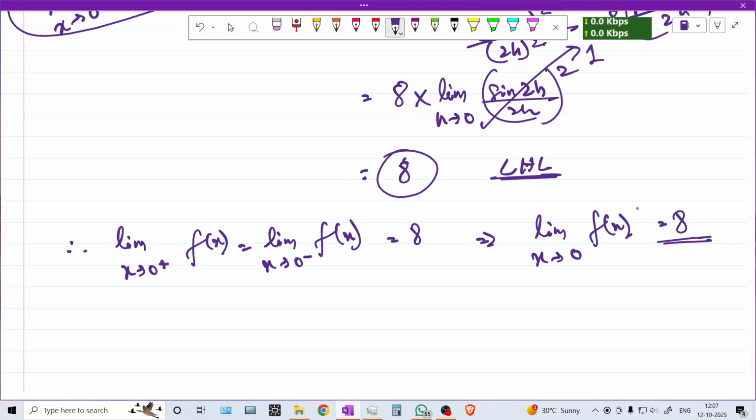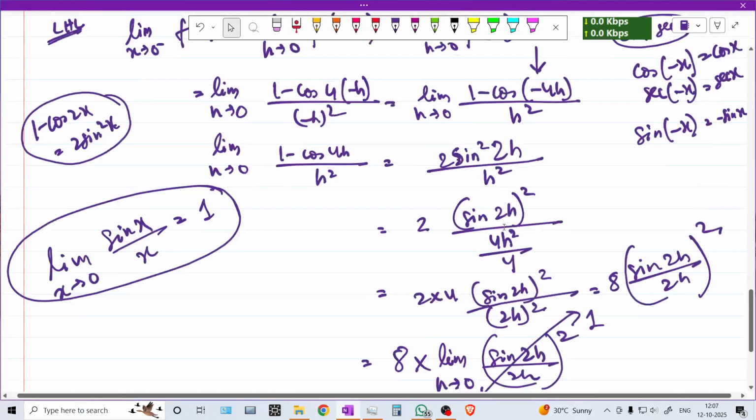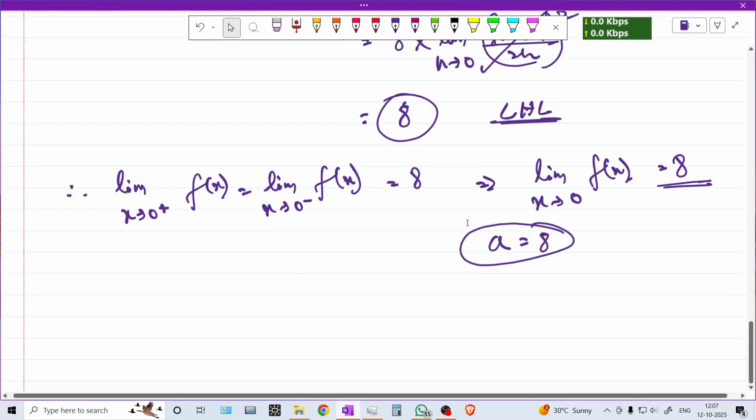That means the function is continuous at the point x equal to 0. At x equal to 0, the function's value was given as a. So a is equal to 8, as per the question. This is the final answer.